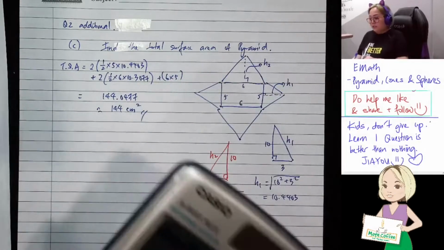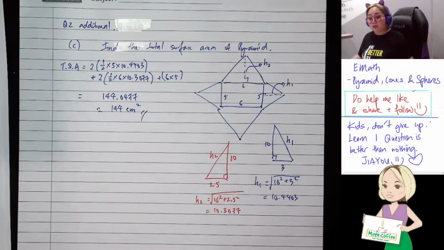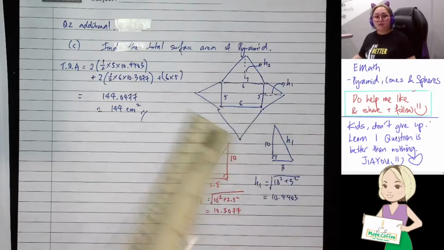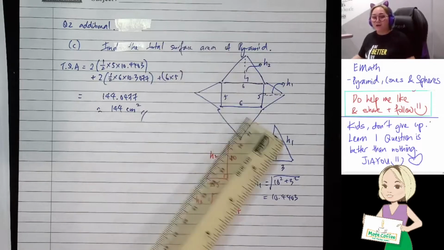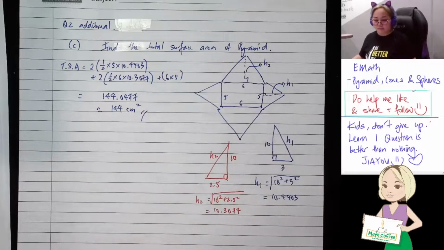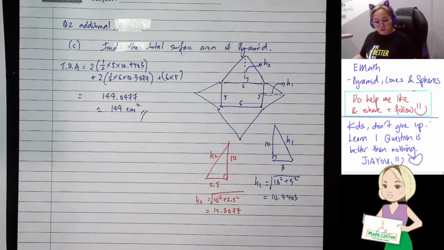So this is how you find the total surface area of a pyramid. Among pyramid, cones, and sphere, the total surface area of a pyramid is the most complex one. Not to worry, you just draw out the net and then find the corresponding height of the triangle accordingly. Okay, now let's move on to question number 3.